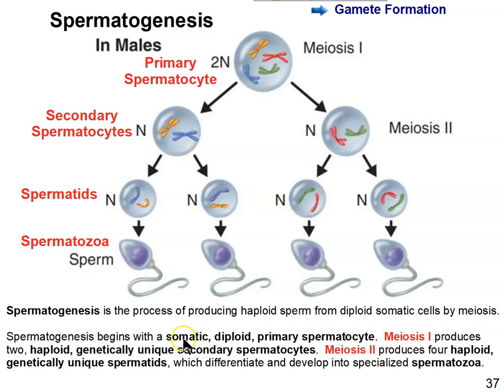Spermatogenesis begins with a somatic diploid primary spermatocyte. Meiosis I produces 2 haploid genetically unique secondary spermatocytes. Meiosis II then produces 4 haploid genetically unique spermatids, which differentiate and develop into specialized spermatozoa. And all 4 become spermatozoa. And I'm pointing that out because, as you'll see in oogenesis, it's different.